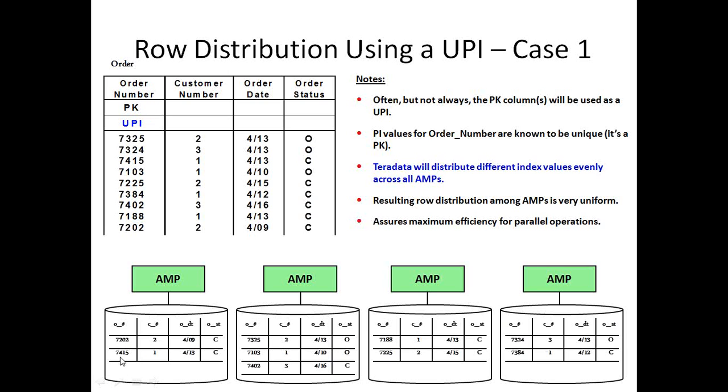It is almost even, right? Because it is a unique primary index, the hash values generated for all these primary index values will be unique, and in a round robin fashion all the amps are having data evenly.